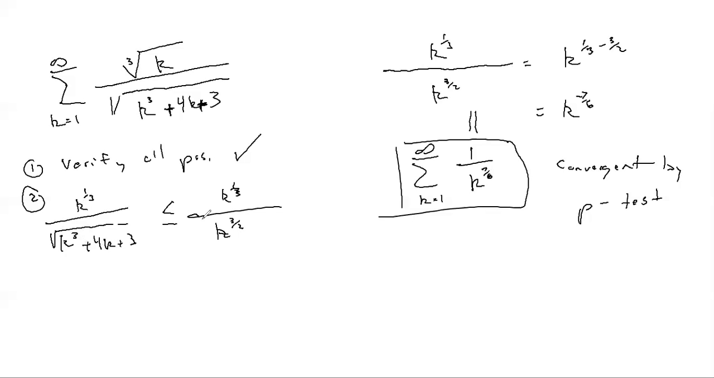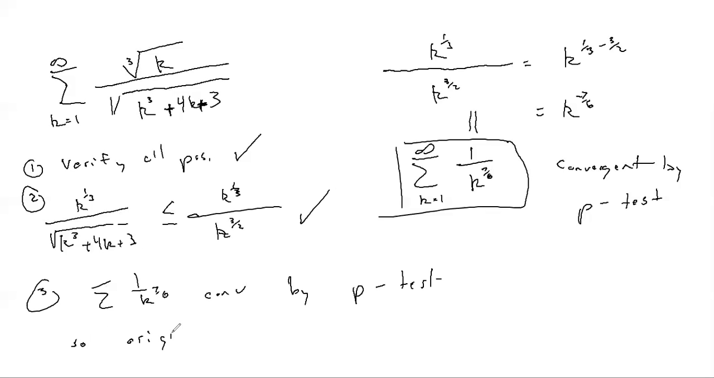And that's what I need for comparison test, right? I know this is convergent. I want to show this is convergent. So I need the inequality going this way. Okay. So that is good. 3. So I conclude 1 over k to the 7/6 convergent by p test. And I'll just say original series converges by comparison test.